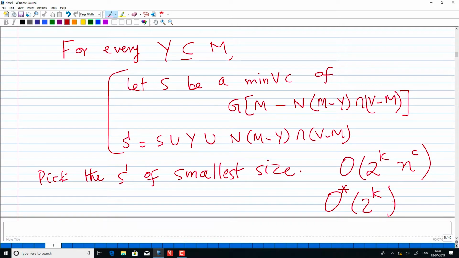What is S? Okay. So what am I doing? V minus, you are right. Good question. Thank you. So it's take the V minus neighborhood of m minus y intersection V minus m, and I also delete m. Right? From the whole graph, I delete m because I have already picked y and the neighborhood of m minus y into my solution. I delete them as well.